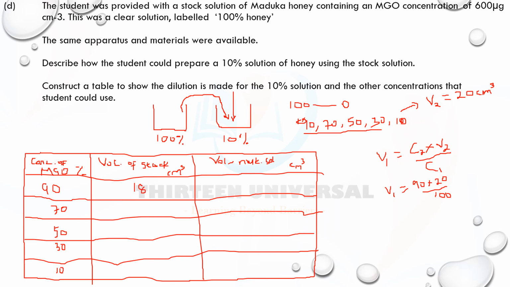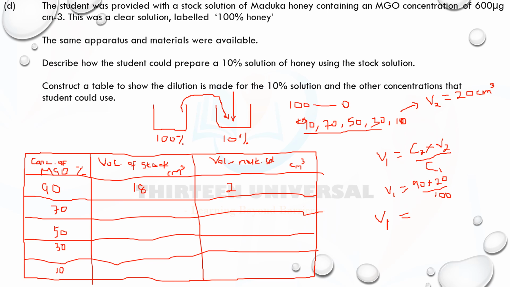How much volume of nutrient solution will I add to make it 20? That will be 2, right? So I go again for V1 for 70, the volume of stock for 70. Let me correct it, please, that's V1 for 70, quickly.